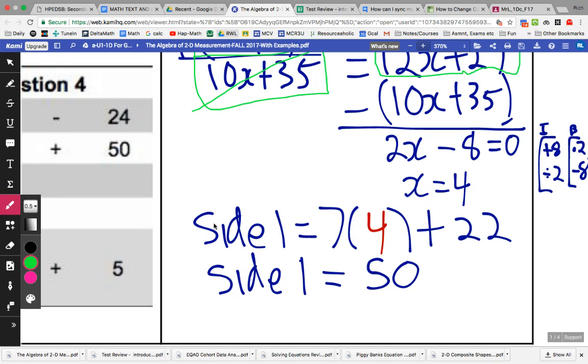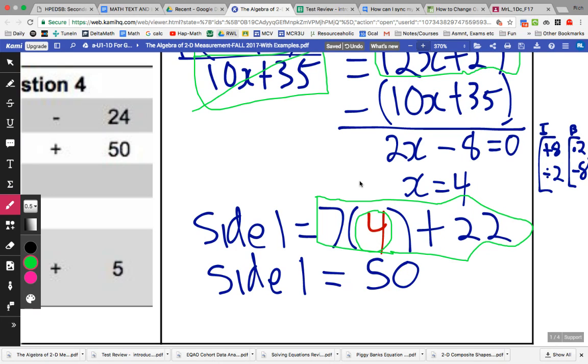Now I have to go back in and figure out what side 1 and side 2 are using the formulas. Right here you see the formula for side 1. It was 7x plus 22, but we know now that x is worth 4. So 7 times 4 is 28. 28 plus 22 is 50. And then you would do the same thing for side 2.